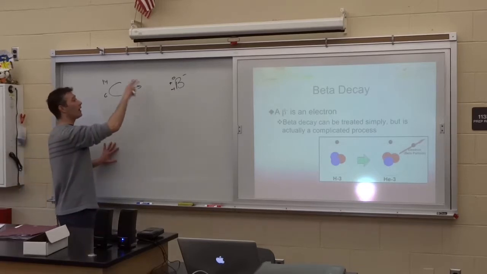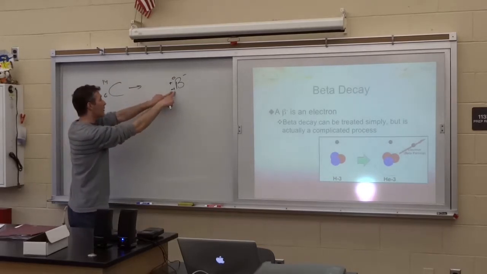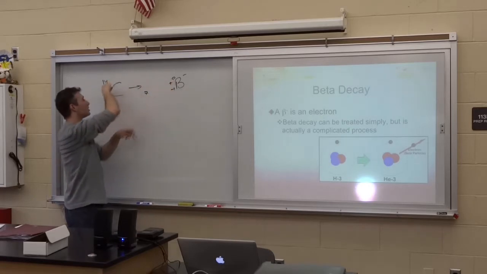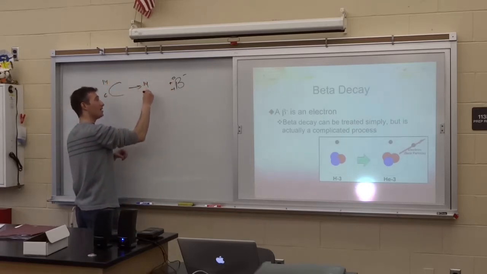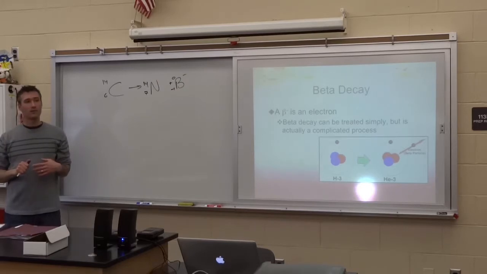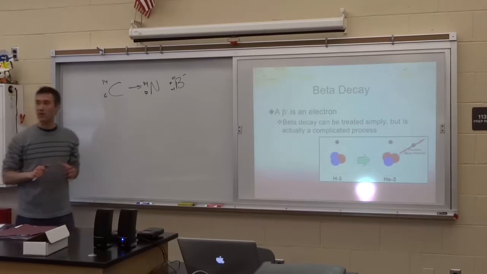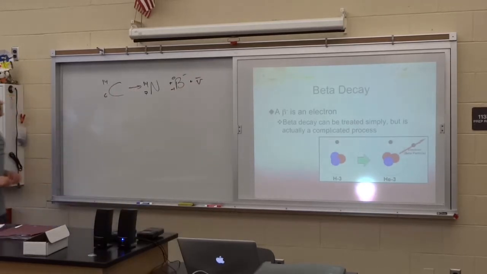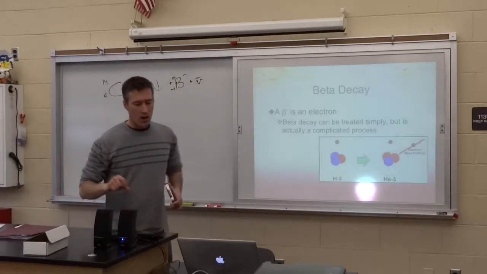All right, anyway. So what do we add to -1 to get 6? 7. What do we add to 0 to get 14? 14, and that is in fact nitrogen. Absolutely. Nobody's yelling at me. And the anti-neutrino. We cannot forget the anti-neutrino. All right, so there's a second example. I want to move on.